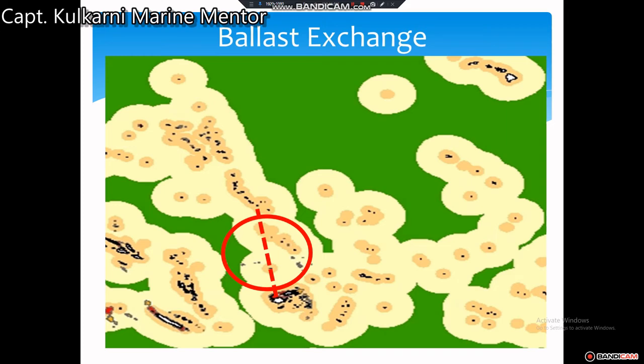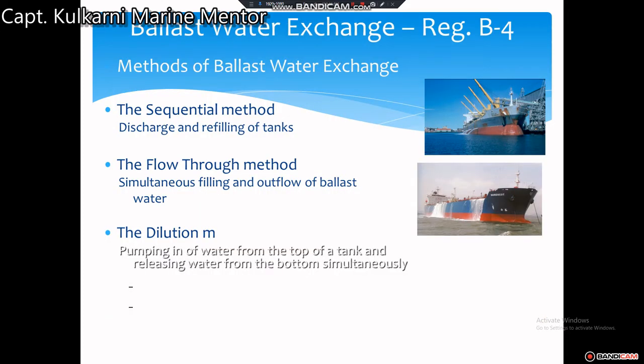Ballast water exchange regulation B4. Now this regulation is saying that either you have a sequential method or a flow through method. Now this is getting obsolete very soon, and we have to make sure, but still we need to know. In the sequential method we are emptying the tank and again refilling it. The flow through method is simultaneously filling and outflowing the ballast water, which is 3 times the total ballast water capacity. Dilution method: pumping of water from the top of the tank and releasing the water from the bottom simultaneously. So there are 3 methods.